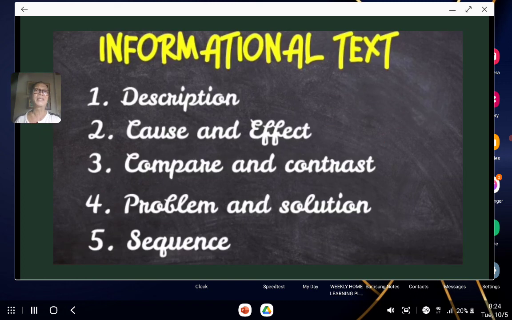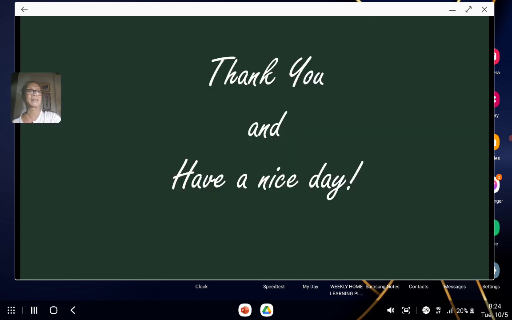Again, today we discussed five things in informational text. The first one is description. Second is cause and effect, then compare and contrast, problem and solution, and sequence.